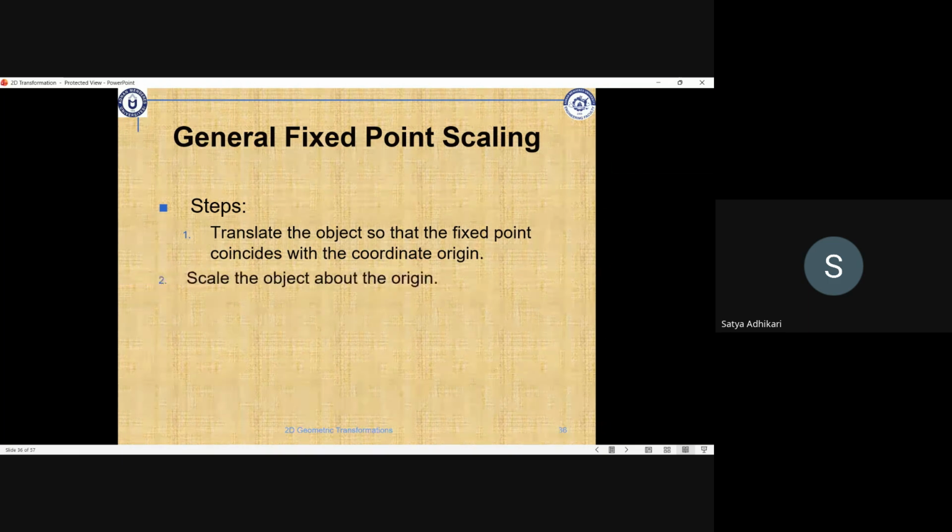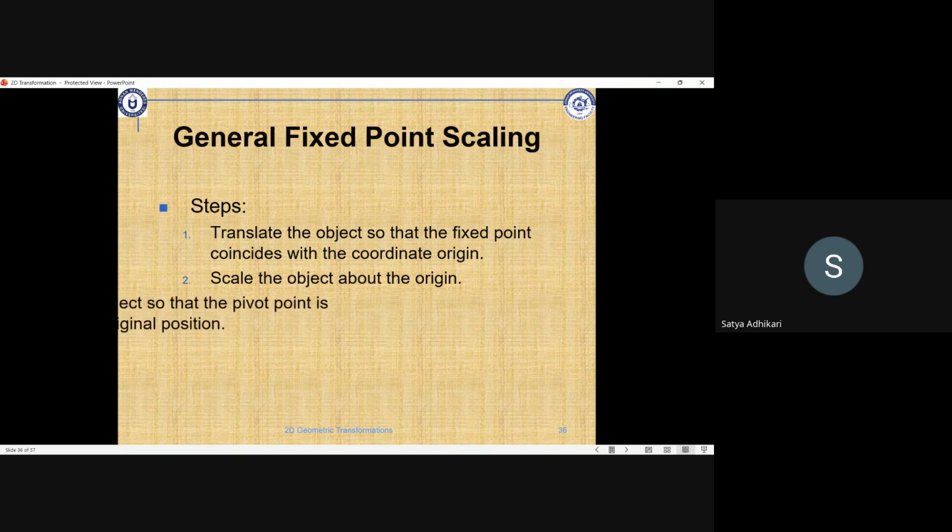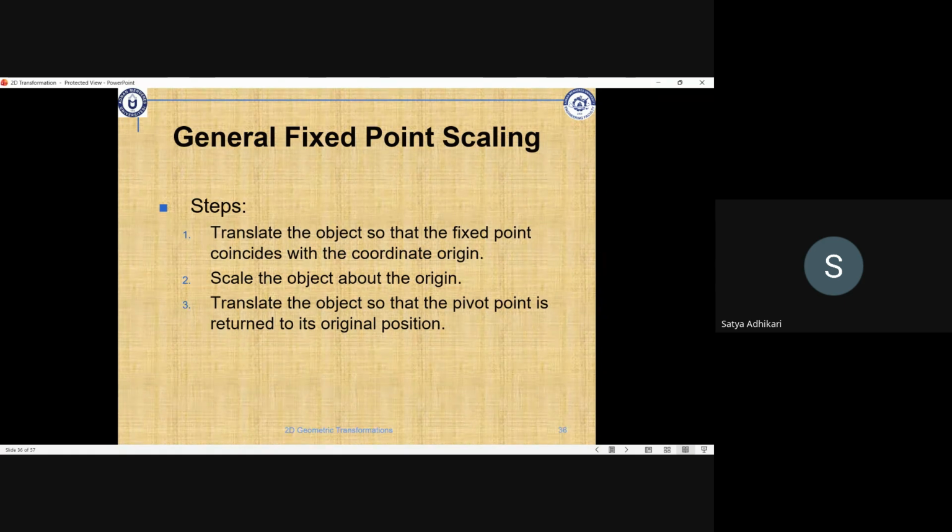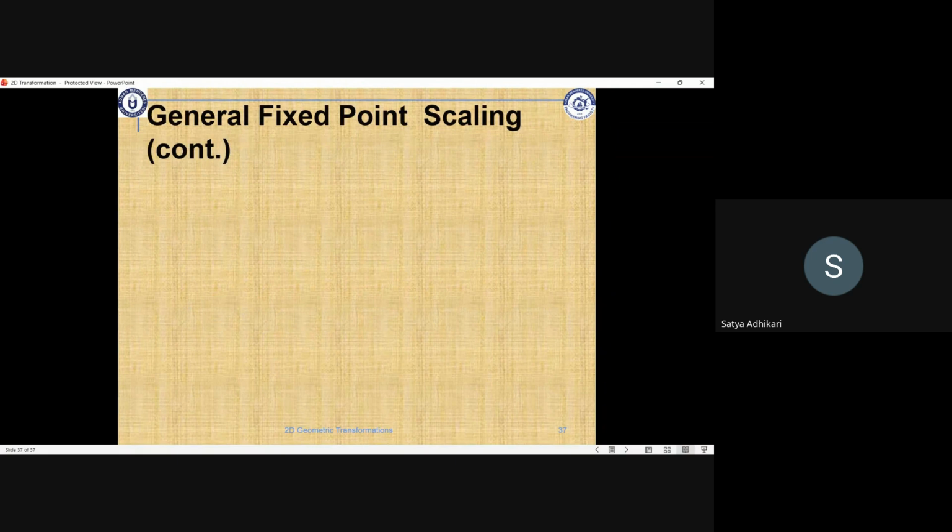You see, to scale the object about the origin, we have a standard matrix to perform that operation. So we don't have any problem now. Then, translate the object so that the pivot point is returned to the original position. Exactly the same steps as the previous pivot point rotation. Only here, in place of rotation, we have to perform the scaling operation. Let us see general fixed point scaling.